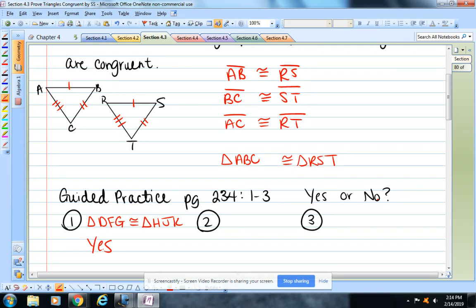Yes, as long as they... So it doesn't matter which way they go, as long as it lines up to where corresponding angles and corresponding sides are in the same pattern. But that is a very good question.